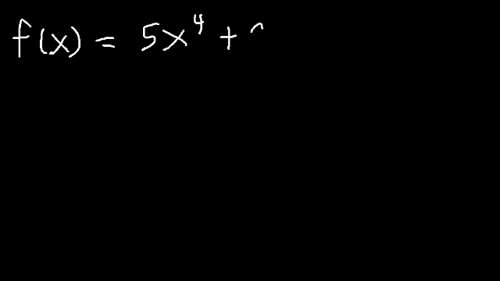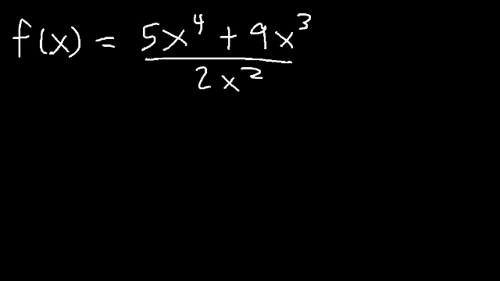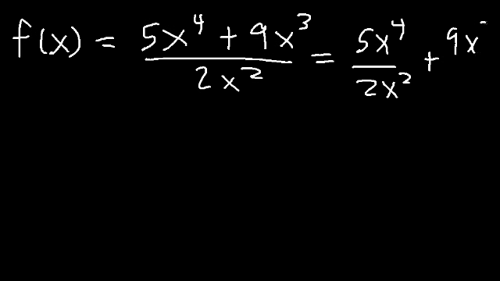What would you do if you're given a problem that looks like this? 5x to the 4th plus 9x cubed divided by 2x squared. How would you find the derivative? Now, if you have a fraction where the denominator only has one term, separate it into two fractions. So this is equivalent to 5x to the 4th divided by 2x squared plus 9x cubed divided by 2x squared.